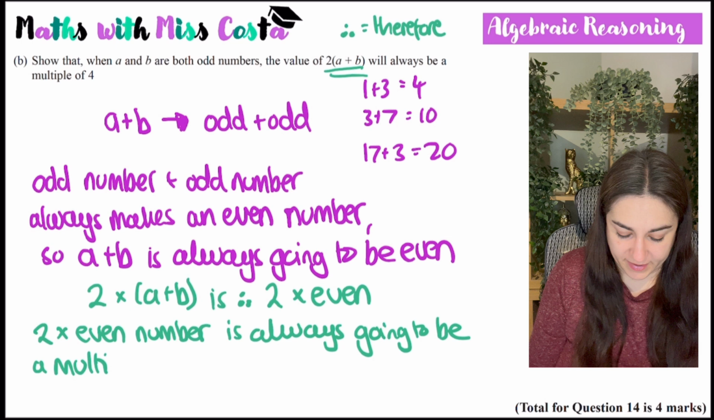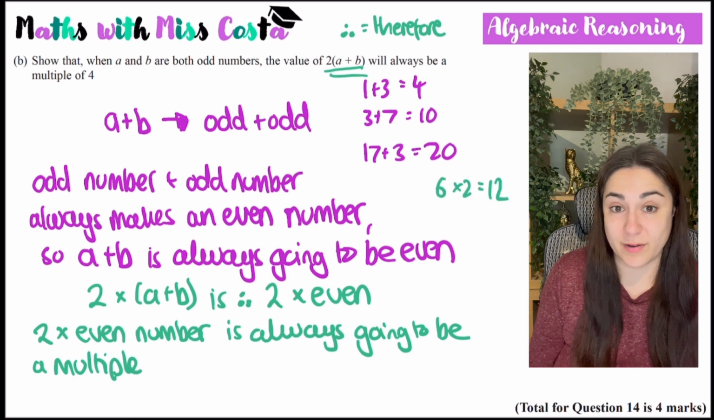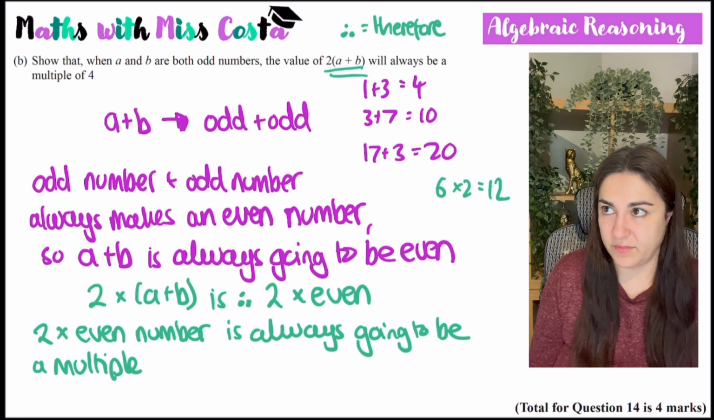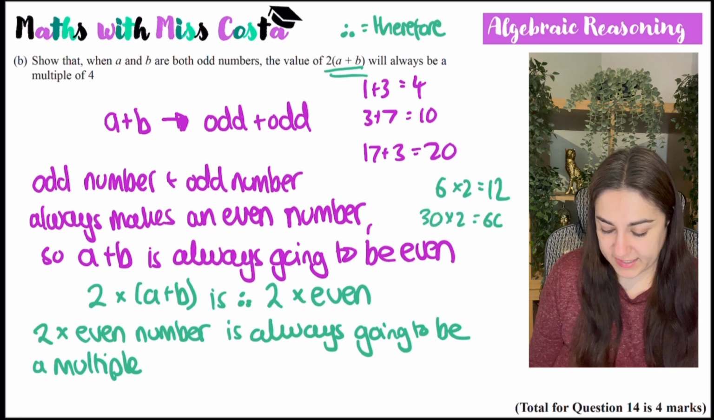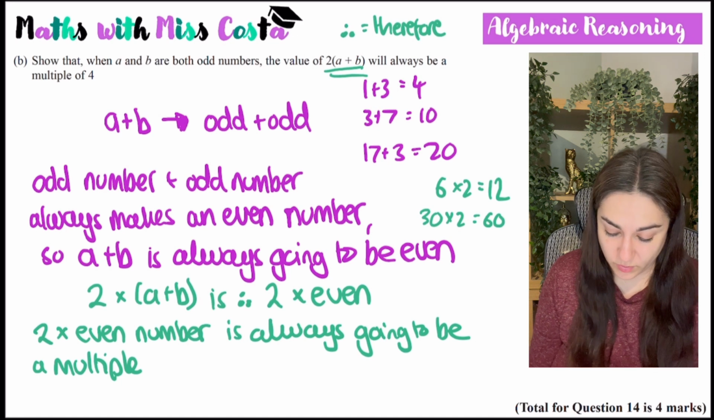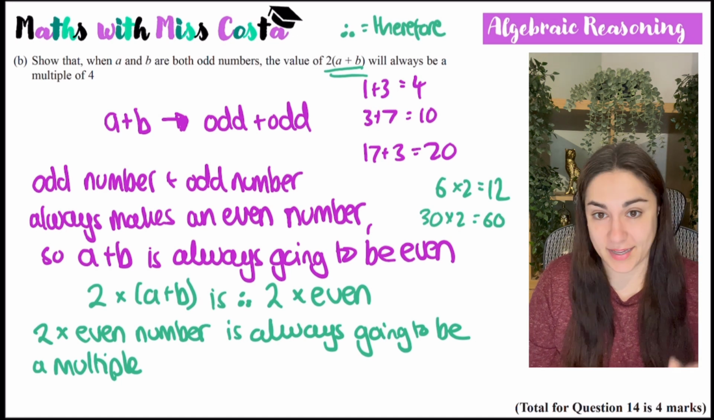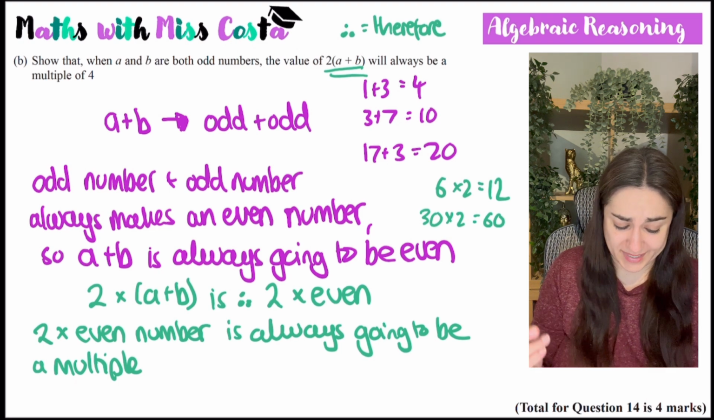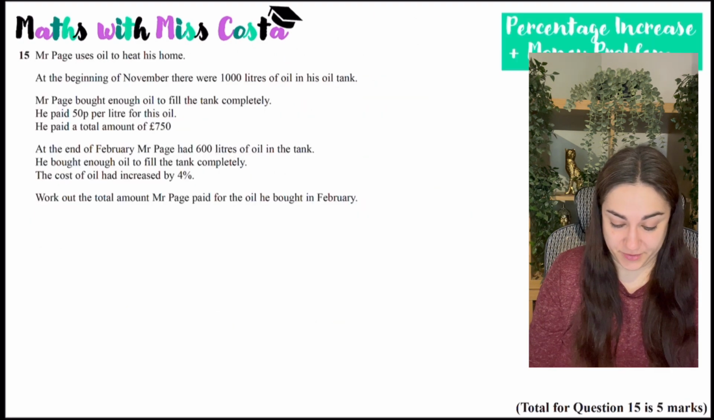Because if you think about it, any even number, so let's say 6 times 2 is 12, 12 is a multiple of 4. Pick another even number, 30 times 2 is 60, 60 is a multiple of 4. So because I'm doubling something and 4 is double 2, that's why it's a multiple of 4. But it is quite tricky. These algebraic reasoning questions are difficult.